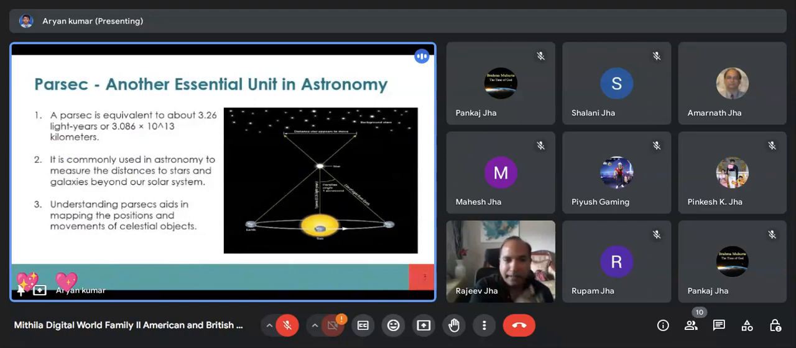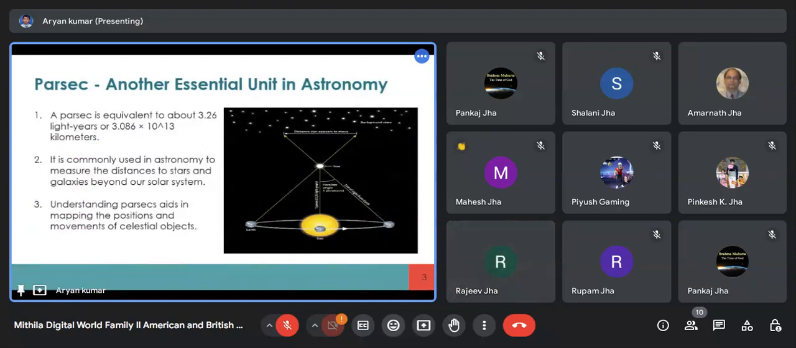A light year is 9.461 multiplied by 10 raised to the power of 12 kilometers. But in this, it is 3.086 multiplied by 10 raised to the power of 13 kilometers. And 1 parsec is about 3.26 light years. It is commonly used in astronomy to measure the distance to stars and galaxies beyond our solar system. So, this was in this slide. Did everybody understand it?